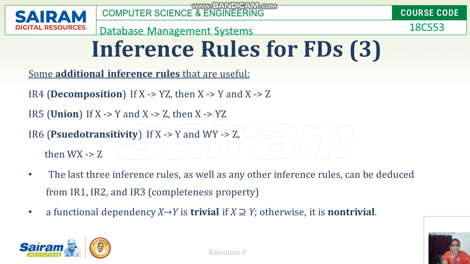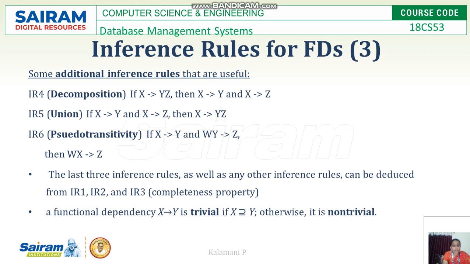Then the next rule, IR6, is called the pseudo transitivity rule. That rule states that if X defines Y and WY defines Z, then WX defines Z. The last 3 inference rules, as well as any other inference rules, can be deduced from inference rules 1, 2 and 3. That is why the set is called complete and sound. A functional dependency X defines Y is trivial if Y is a subset of X; otherwise, it is called a non-trivial functional dependency.